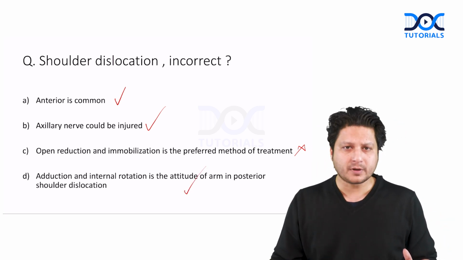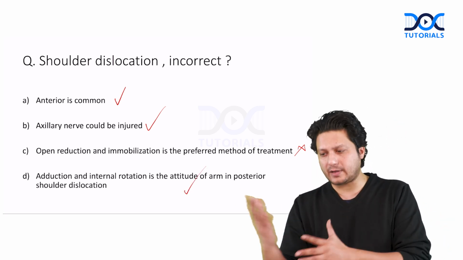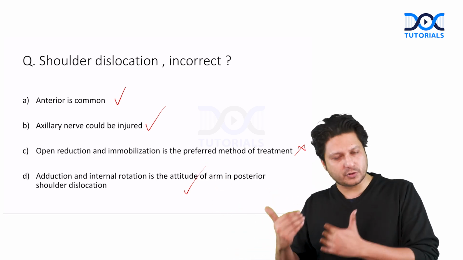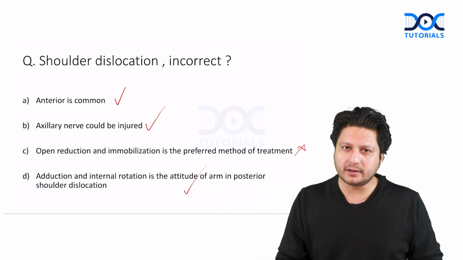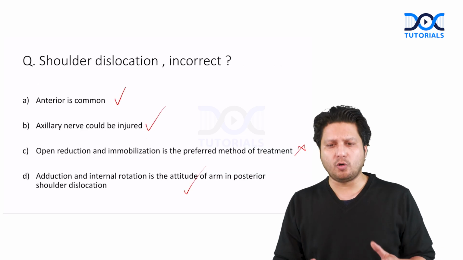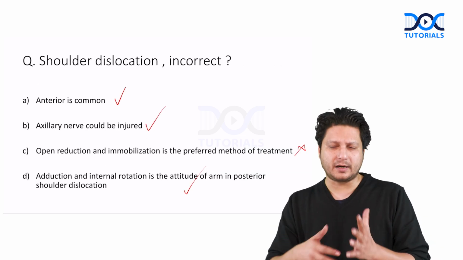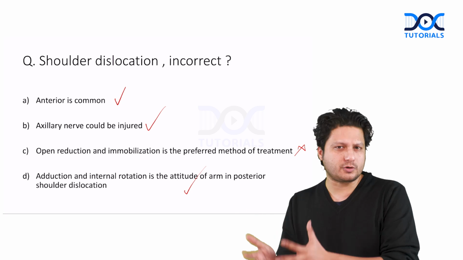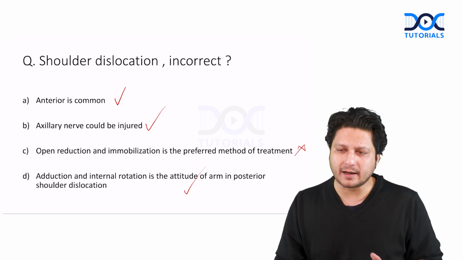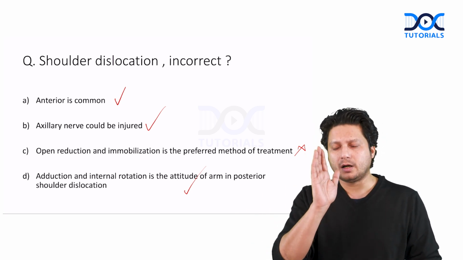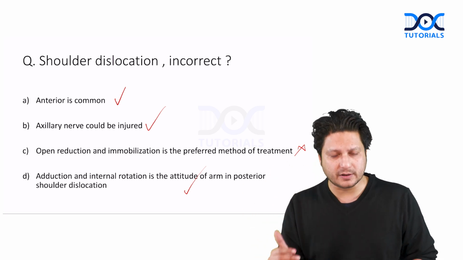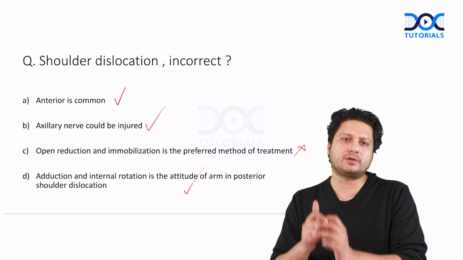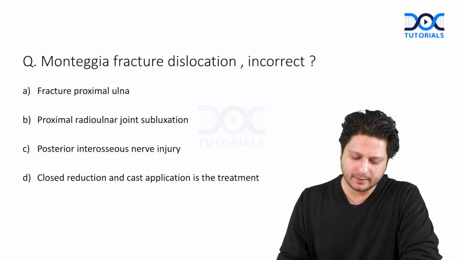Next, adduction internal rotation is the attitude of the arm in posterior dislocation of the shoulder. This is also true. In anterior dislocation, there is abduction external rotation, while in case of posterior dislocation, there will be adduction and internal rotation of the shoulder. So hopefully, it is very clear that in relation to shoulder dislocation, as far as management for the first time shoulder dislocation is concerned, it always has to be closed reduction and immobilization.